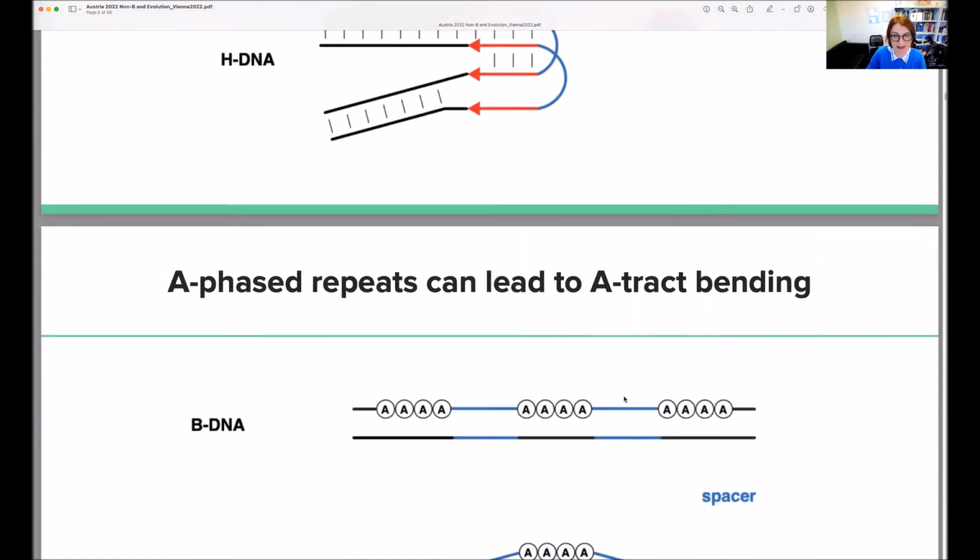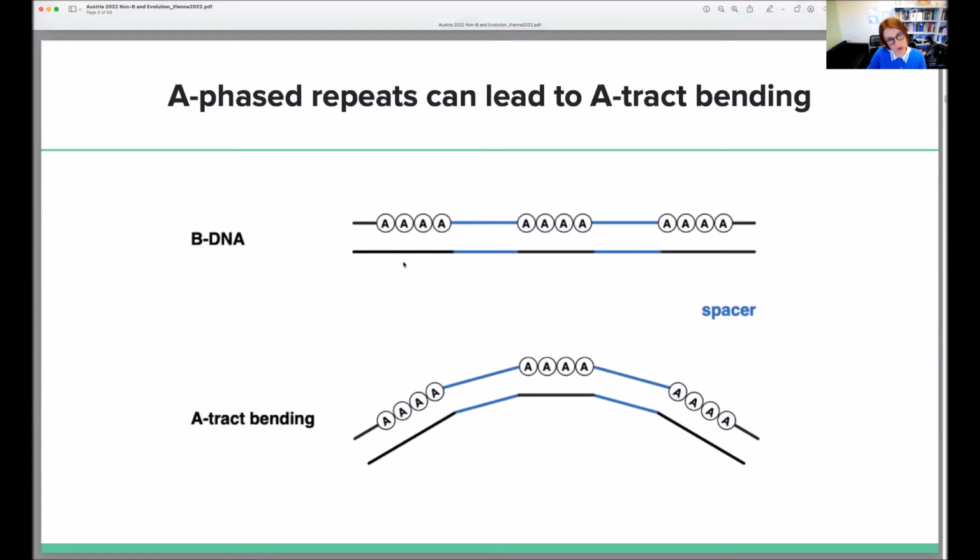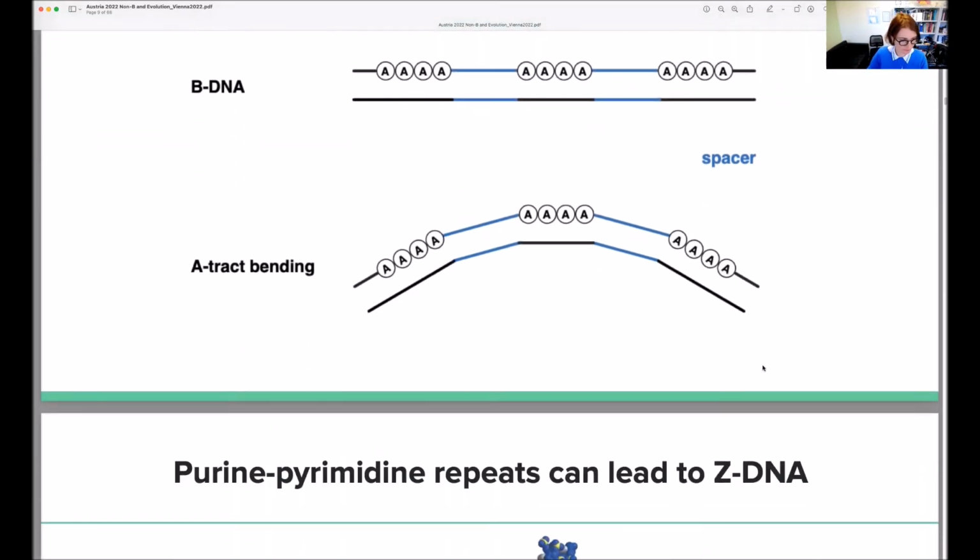And another type of non-B DNA are A-phased repeats. This is in a way somewhat similar to G-quadruplexes, but this is a structure that is based on adenines. If there are several adenines in a row followed by some other nucleotides, which we call a spacer, then there is increased DNA bending between stretches of A's, leading to the A-tract bend structure.